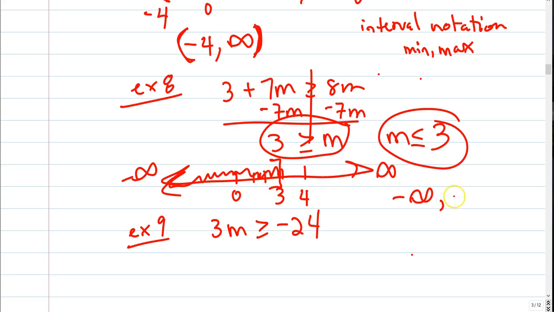Our maximum, we go up to 3. On the infinity, a parenthesis, because you can never equal infinity. And on the 3, a bracket. Why? Bracket means equal to. Like, why didn't we put a bracket on both of these? You cannot equal infinity.